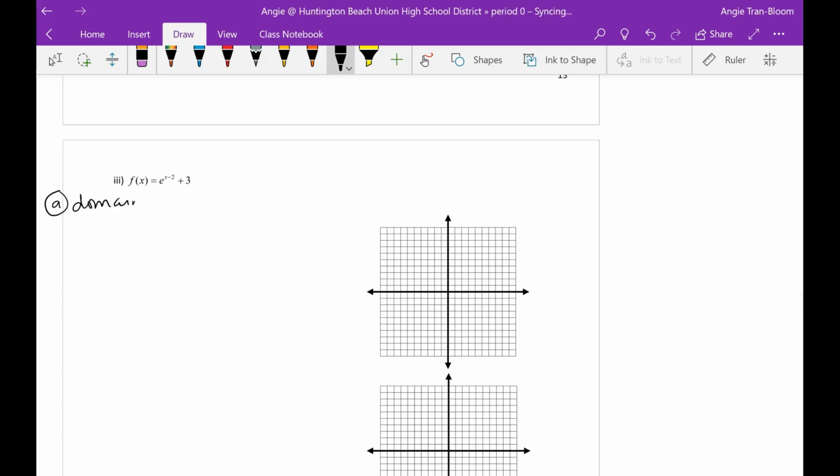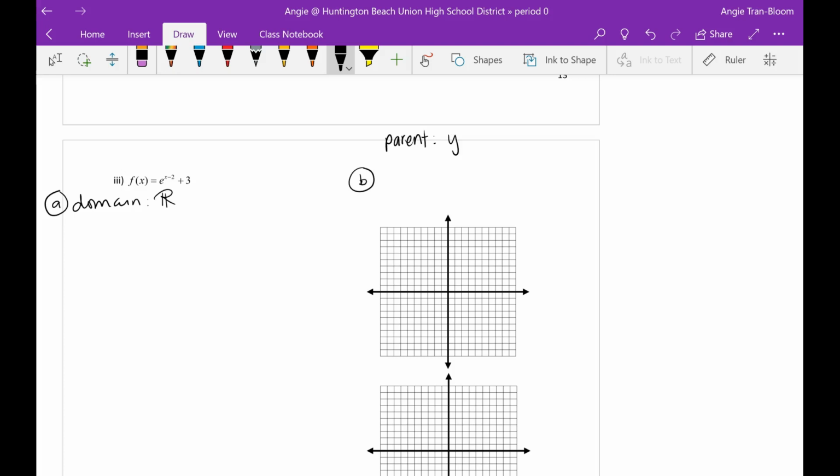And as you already know, the domain of all exponential functions is always going to be what? All real. The domain of all exponentials is always all real. Then part B said, graph f of x for us. So we're going to start with the parent function.